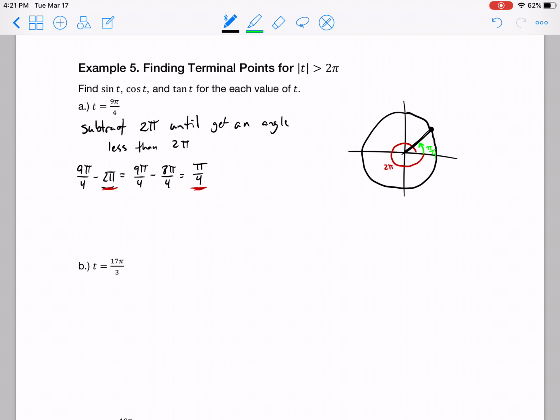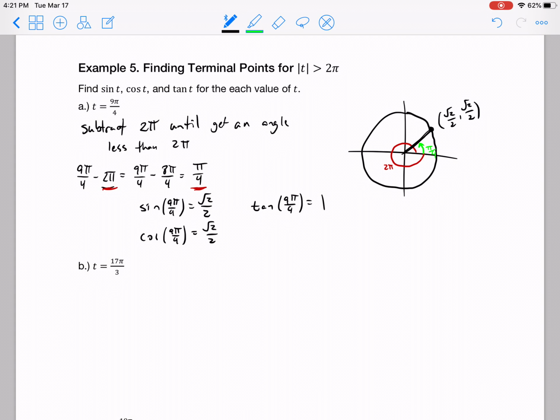And at pi over 4, our coordinates are square root of 2 over 2 and square root of 2 over 2 from that last video, which means we can find sine of 9 pi over 4 is just going to be square root of 2 over 2, and cosine of 9 pi over 4 is going to be square root of 2 over 2, and tangent of 9 pi over 4 is just going to equal square root of 2 over 2 divided by square root of 2 over 2, which is just 1.